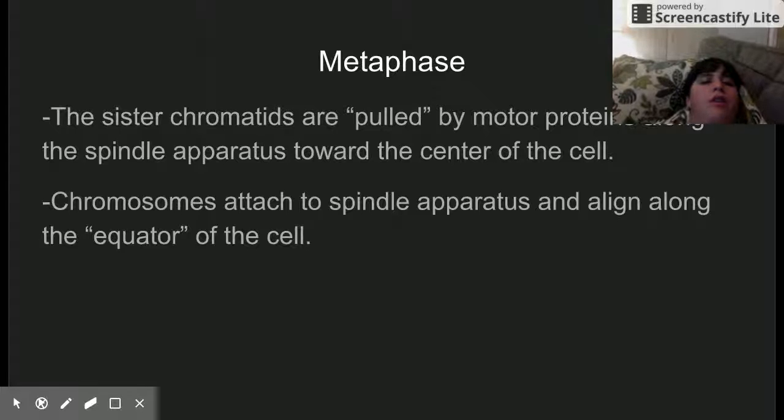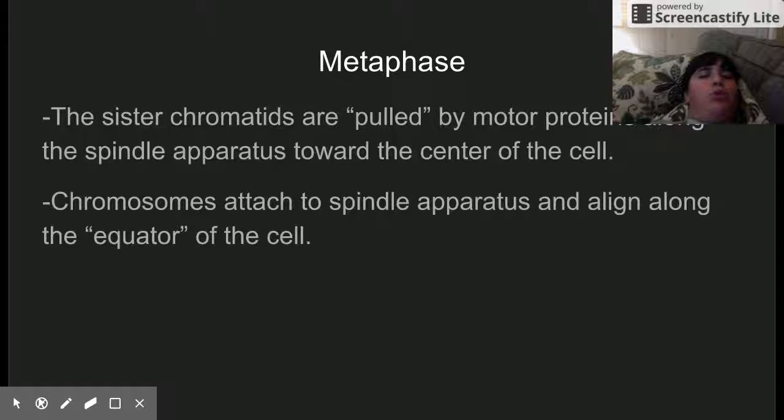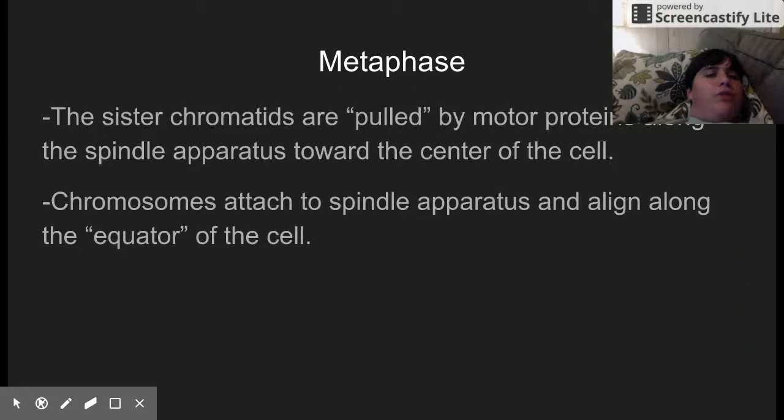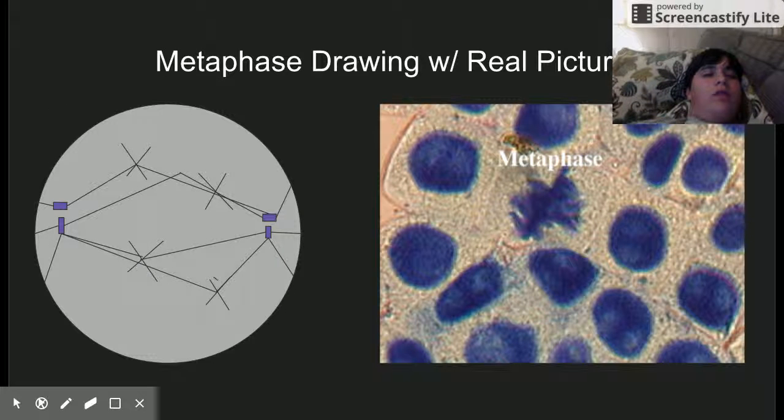Metaphase. The sister chromatids are pulled by motor proteins along the spindle apparatus around the center of the cell. This is the second stage of mitosis. Also, chromosomes attach to the spindle apparatus and align along the equator of the cell, the middle, basically. They align perfectly in the middle. Metaphase drawing with real picture. Drawing on the left, picture on the right.